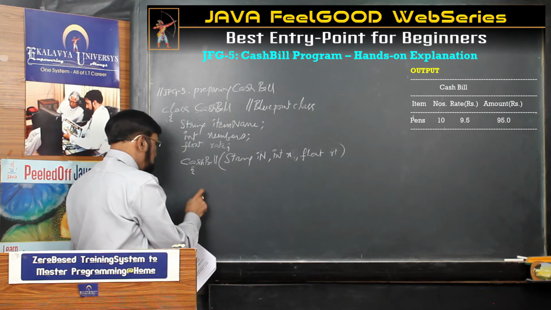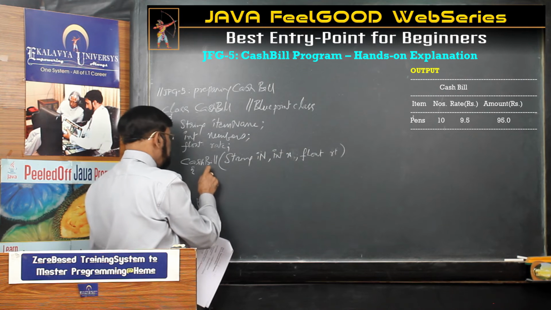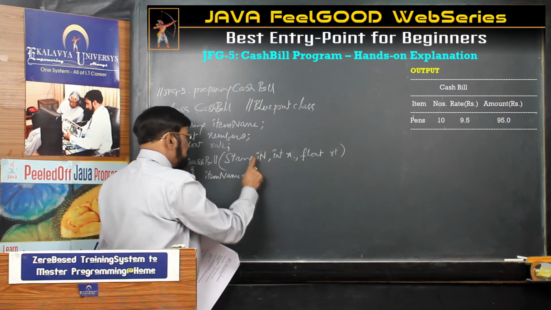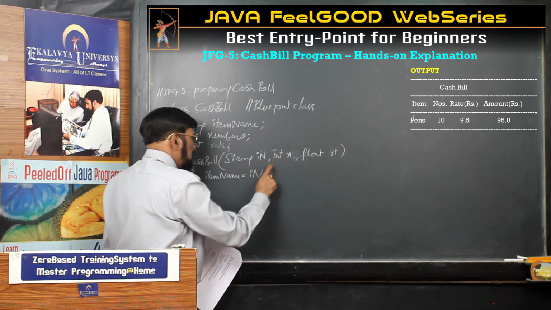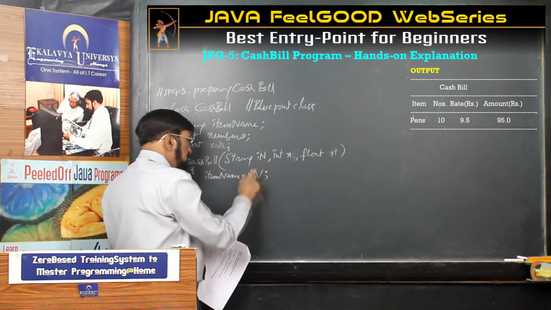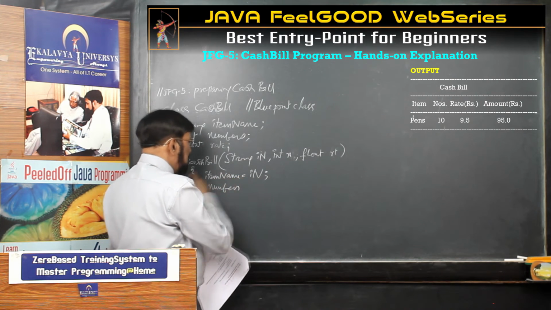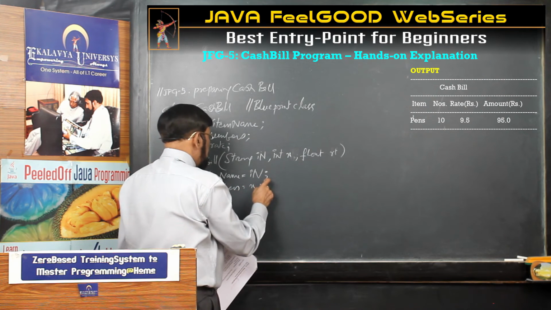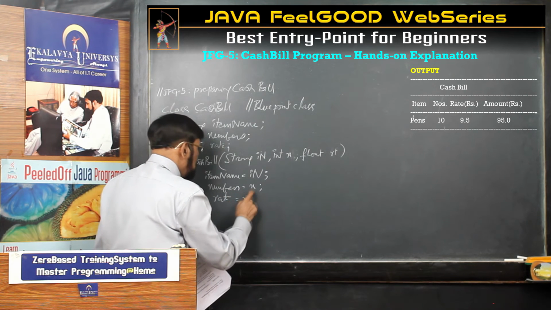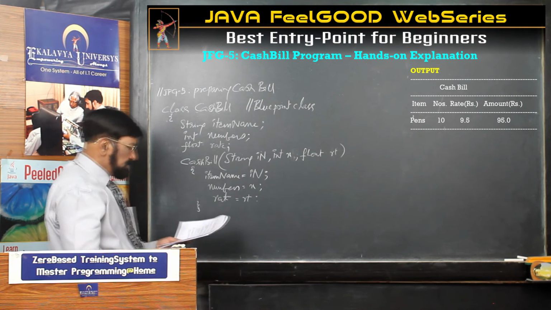Thereafter, you create a block. Then you have to initialize. Actual names you take. Item name is equal to IN. Don't forget semicolon. It is like a full stop in the usual text, a terminator. Thereafter, numbers is equal to N. Thereafter, rate is equal to RT. Okay. Now we have successfully defined the constructor.